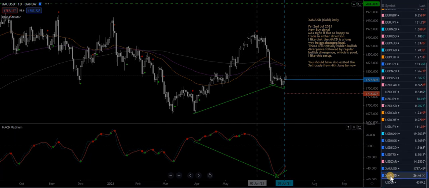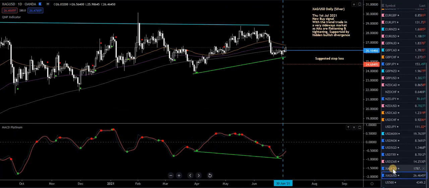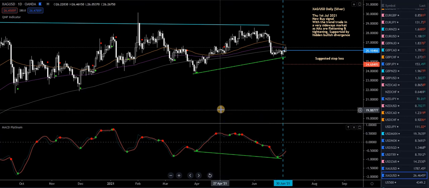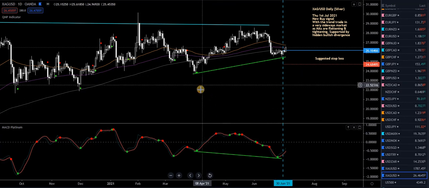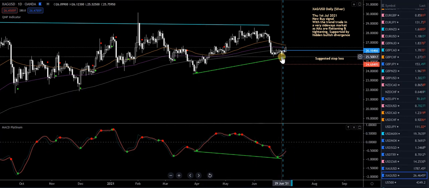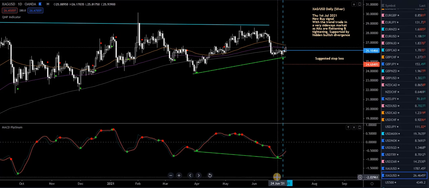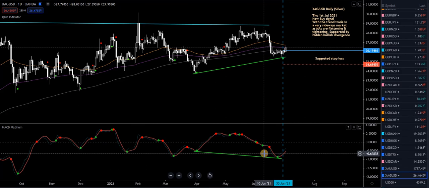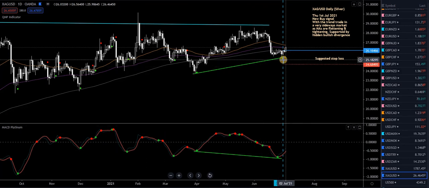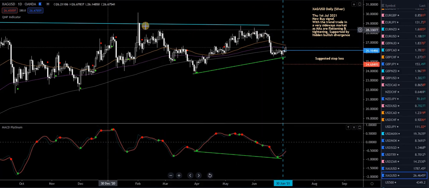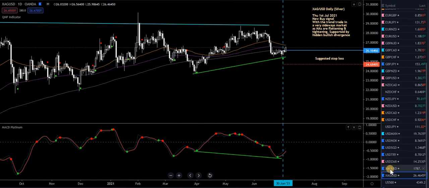Next one, silver. Remember, silver and gold very correlated at times. They tend to move together a lot of the time. New buy signal on silver, and yeah, it popped up nicely. You can see the divergence there. Hidden bullish divergence suggests a stop loss. Really need to break this previous high.